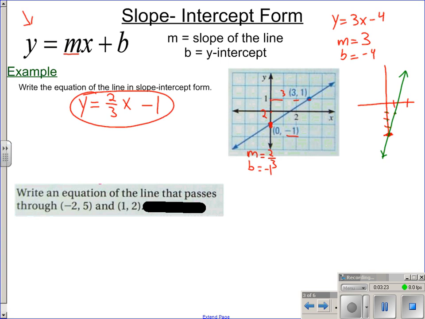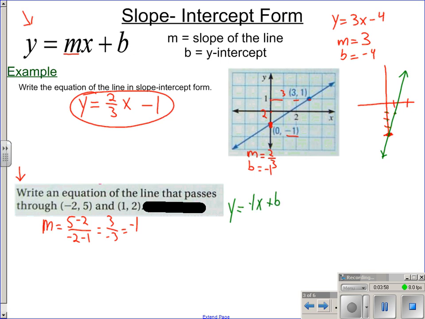Okay, for this second example here, it says write an equation of the line that passes through those 2 points. Well, you need to have your slope. So that's the first thing we got to find. Difference in the y values over difference in the x values. So that's 3 over -3, which is a -1. That's our slope. So now, to get the y-intercept, what we're going to do is just plug in our slope into the generic equation. Y equals -1x plus b.